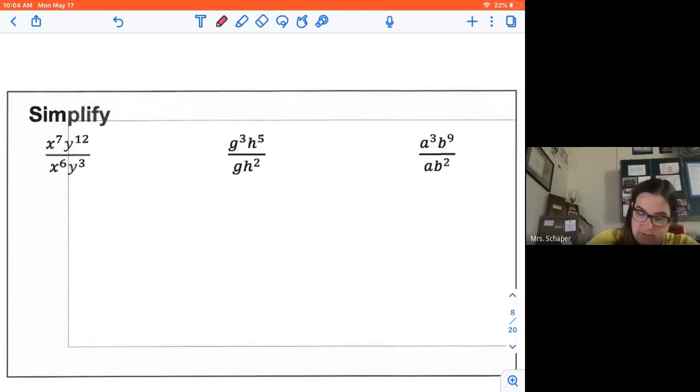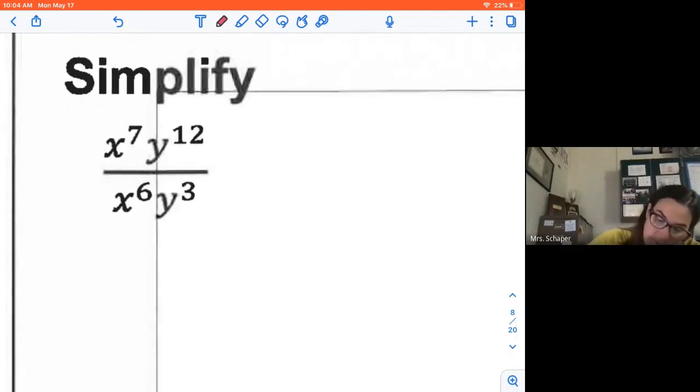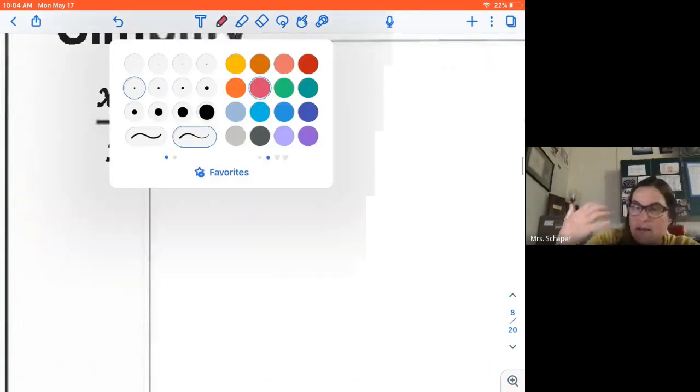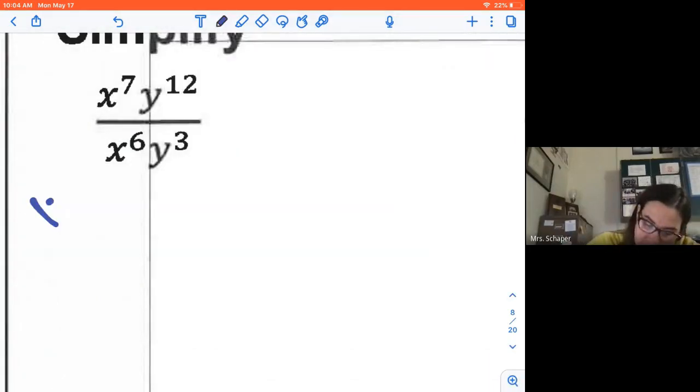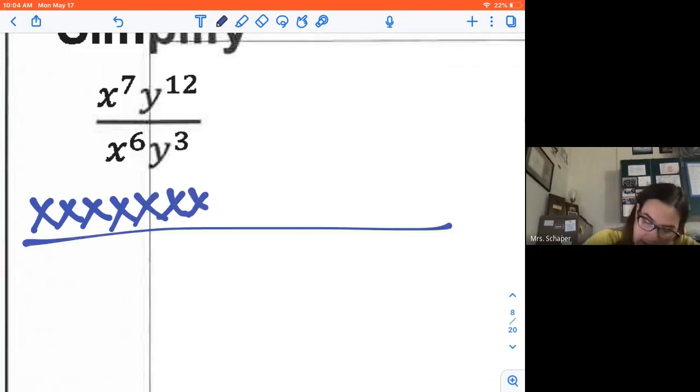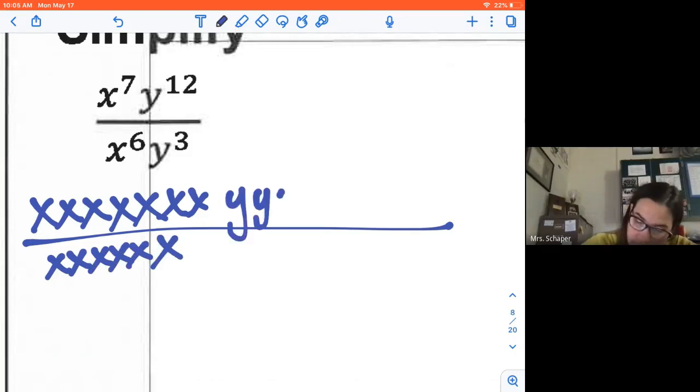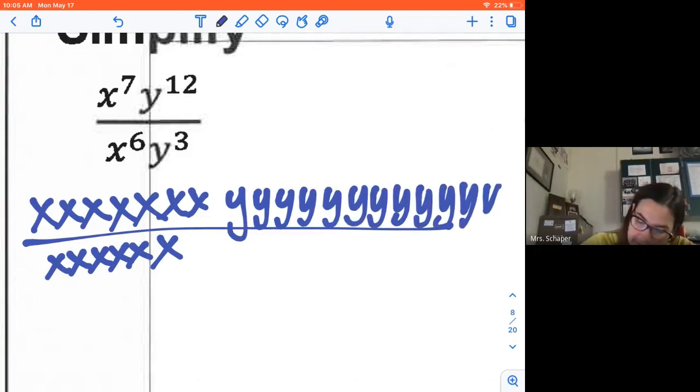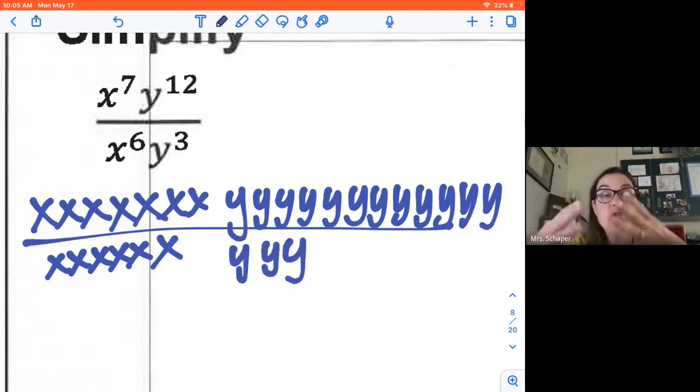Let's look at the first one. So I have 7 x's in the numerator. So I'm going to write this out. And again, we just write out as we're learning. So 1, 2, 3, 4, 5, 6, 7 over 1, 2, 3, 4, 5, 6. And then my y's, 1, 2, 3, 4, 5, 6, 7, 8, 9, 10, 11, 12 over 1, 2, 3. So I'm writing it out the long way. When we're first learning what's going on, that's what we want to start with.